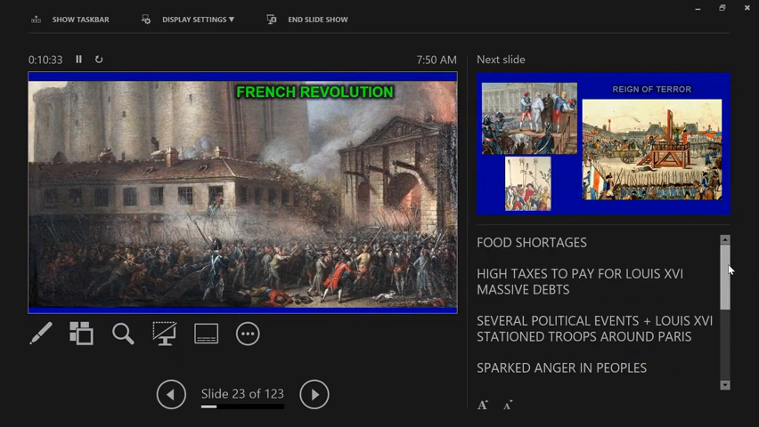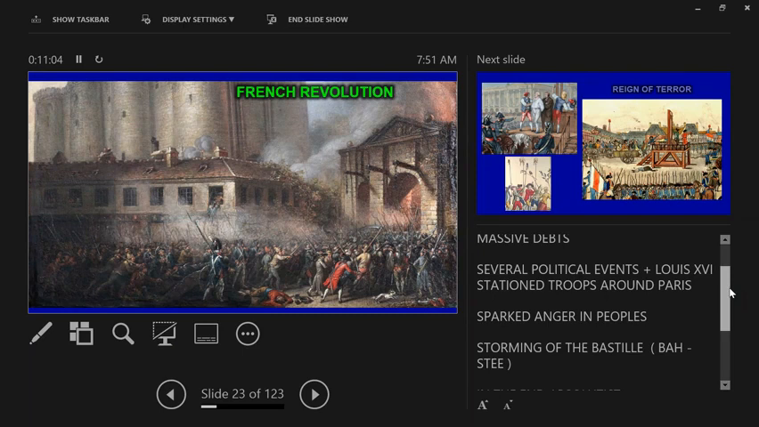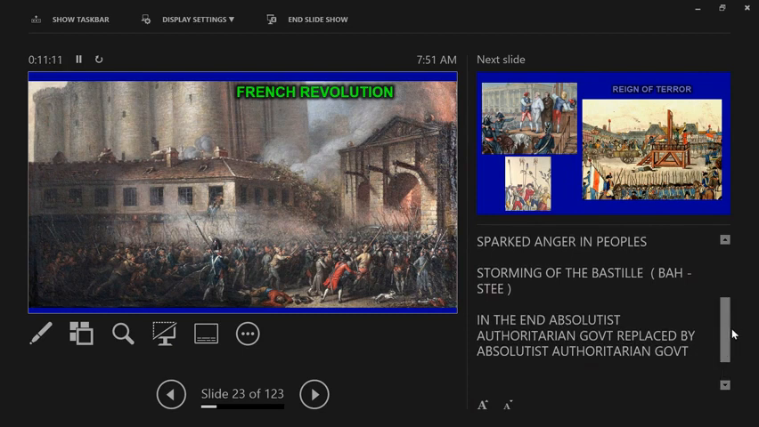But also during this time, there were a lot of food shortages and high taxes to pay for Louis XVI, who had made massive debts. Louis XVI charged high taxes in order to pay for his debts. He was mismanaging the money, and he was making the nation go broke. So in order to make that money back, he was charging everybody else more in taxes. There were several political events. Louis XVI stationed troops around Paris, and it sparked anger in people, and they stormed the Bastille, which is a significant event in the French Revolution.